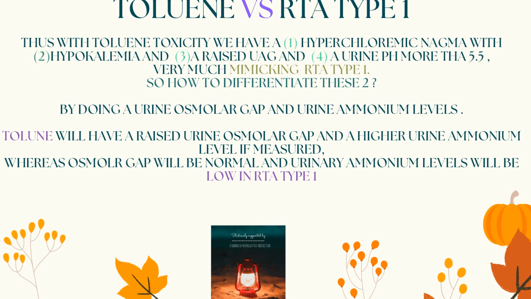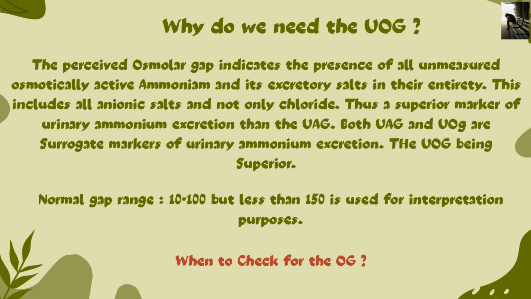Whereas in RTA type 1, there is a defect in ammonium excretion, so the osmolar gap would not be high, and the urinary ammonium levels when tested have to be low, because that's the primary defect in RTA type 1. So though they mimic each other in many features, you can differentiate them by doing a urinary osmolar gap and checking the urinary ammonium level.